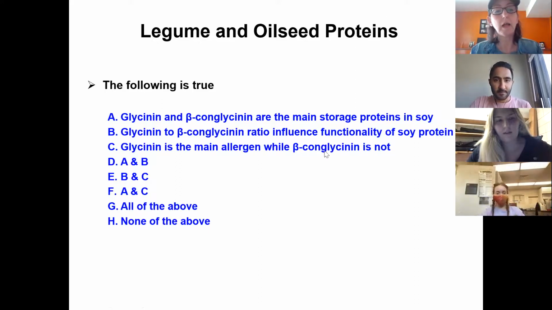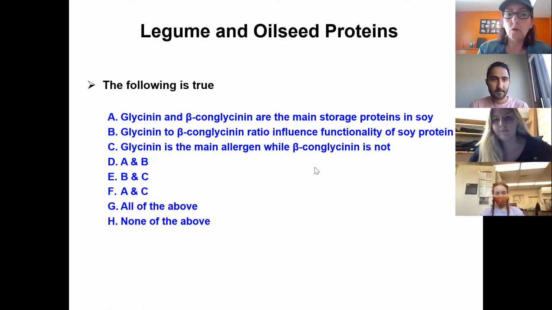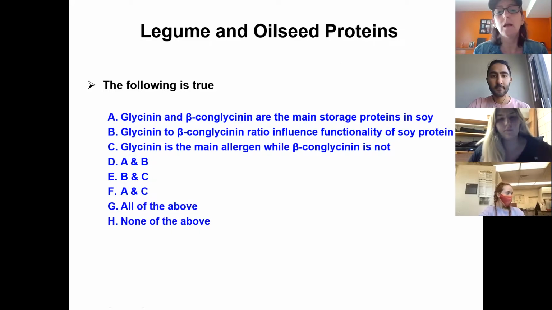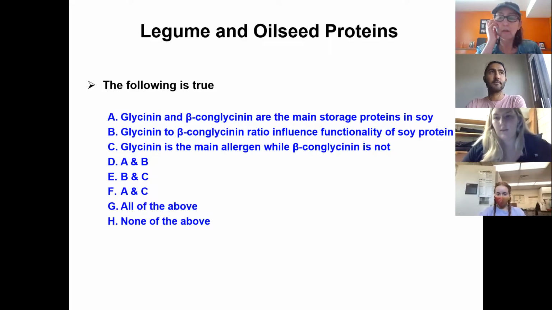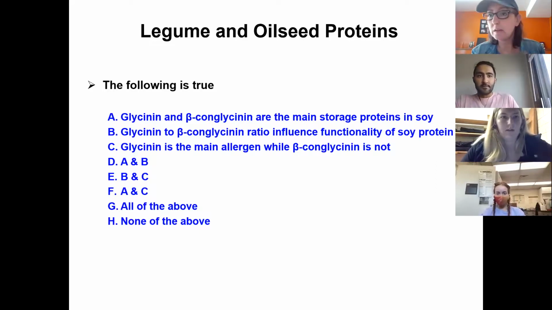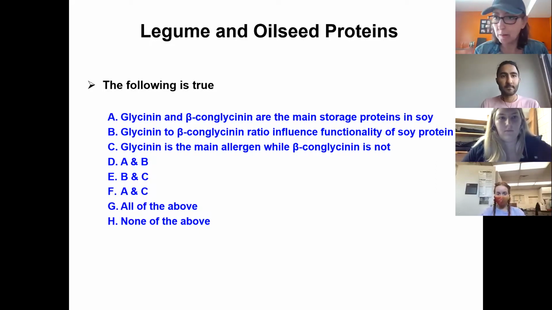It's correct. Multiple research studies from our lab and other labs have shown that both glycinin and beta-conglycinin can elicit immunoreactivity in different individuals. So some individuals are reactive to glycinin, some to beta-conglycinin, some to both. So they are both allergens. And yes, we'll talk a lot about them being storage proteins and how their ratio impacts functionality and so on.